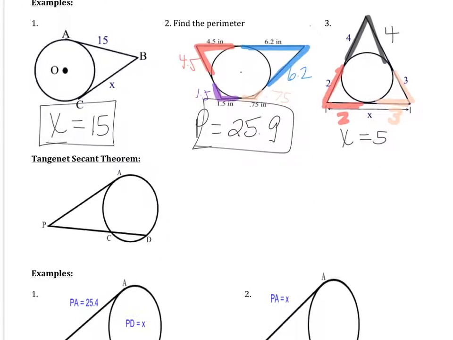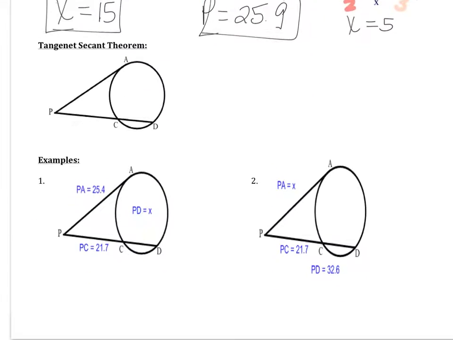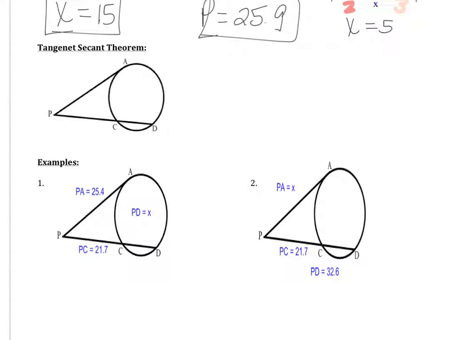Everybody with me? I hope you're doing all right. Let's talk about the tangent secant theorem. Go ahead and highlight tangent secant. When you have a tangent and a secant line, so notice here is my tangent line because it touches my circle once.